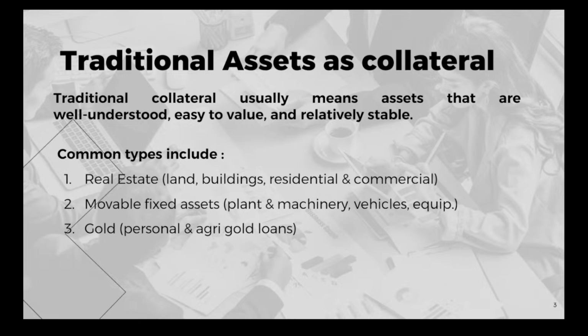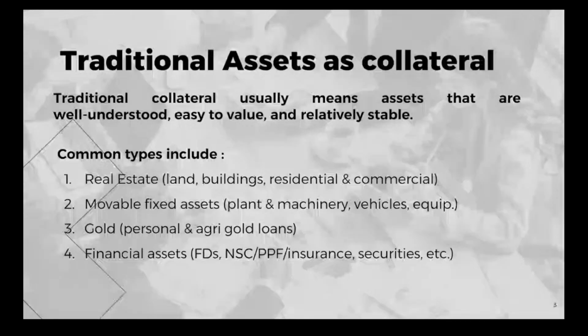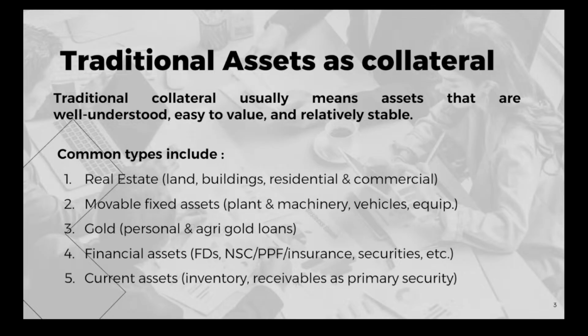Then there is gold, which is given for agricultural gold loans or personal gold loans. Then there are financial assets like FDs, NSC, PPF, insurance, securities, etc. And current assets like inventory and receivables are also taken as collateral security. So real estate is the major chunk of the collateral, around 55 to 60%. Then movable fixed assets are 15%, and the rest of the things are around 5 to 10% of collateral security.